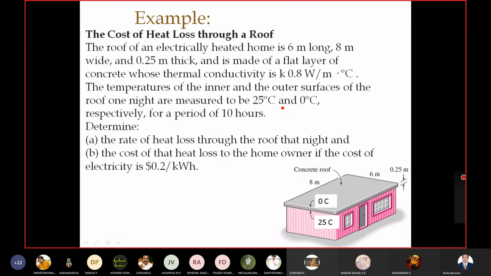Also KT values are given. Also, to find A, the area normal to the heat flow, they gave the dimensions like length, breadth and width. They also gave the time, a period of 10 hours, so we have to determine the rate of heat loss through the roof that night. We have to find the heat loss.